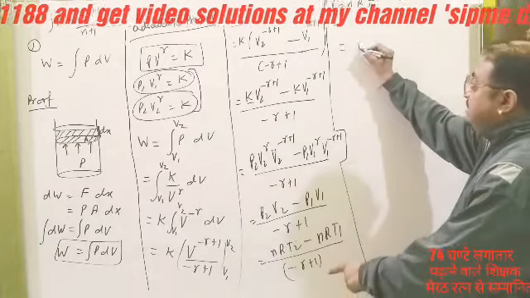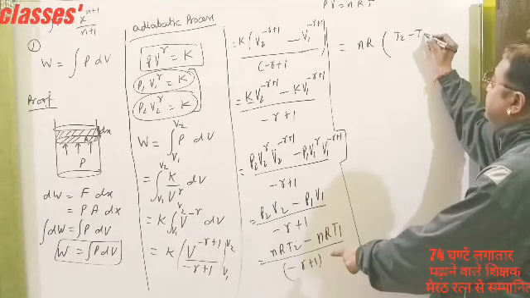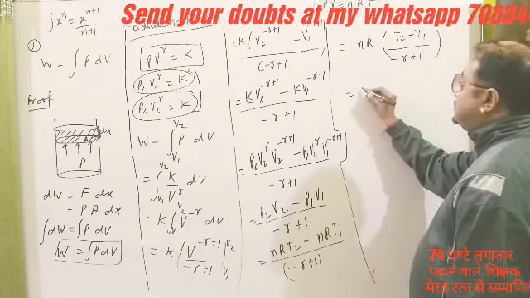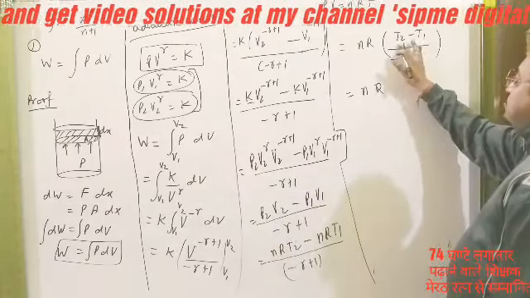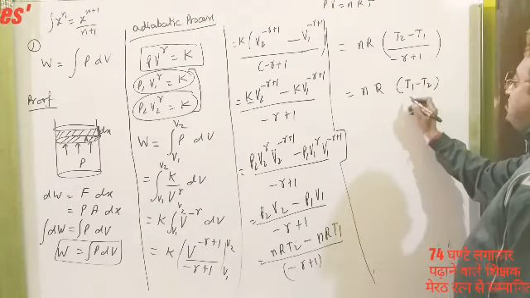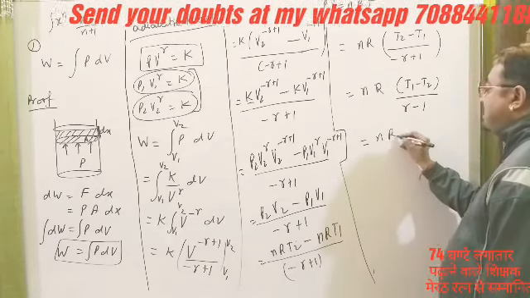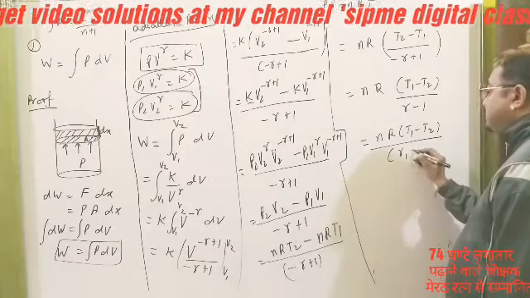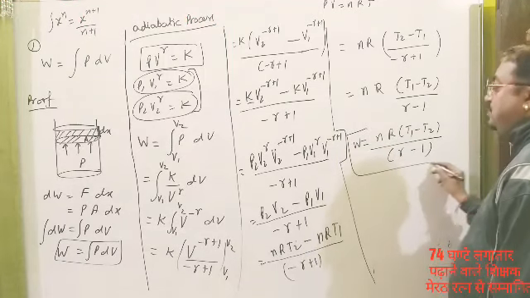Can we take something common? Yes, nR is common. Inside the bracket it is T2 minus T1 divided by minus gamma plus 1. Finally, what should we do? nR, I take minus common here and it converts into T1 minus T2. I take minus common here, it becomes gamma minus 1. So the final formula is nR (T1 minus T2) upon gamma minus 1. This is the formula to find the work done during any adiabatic process.